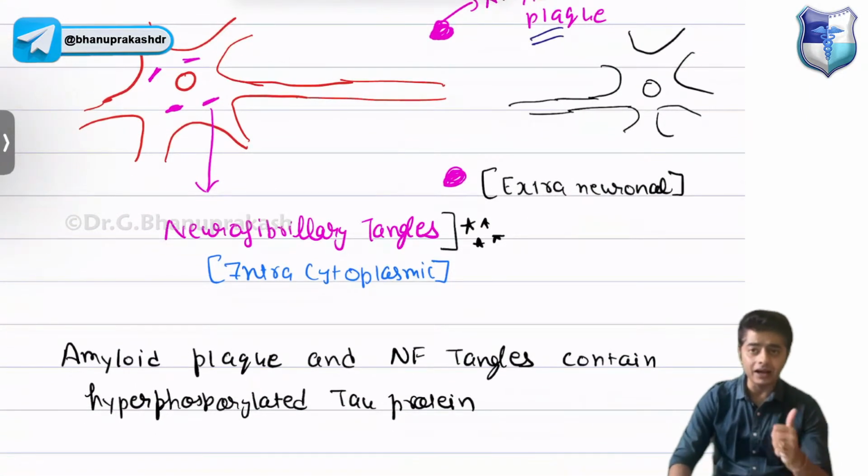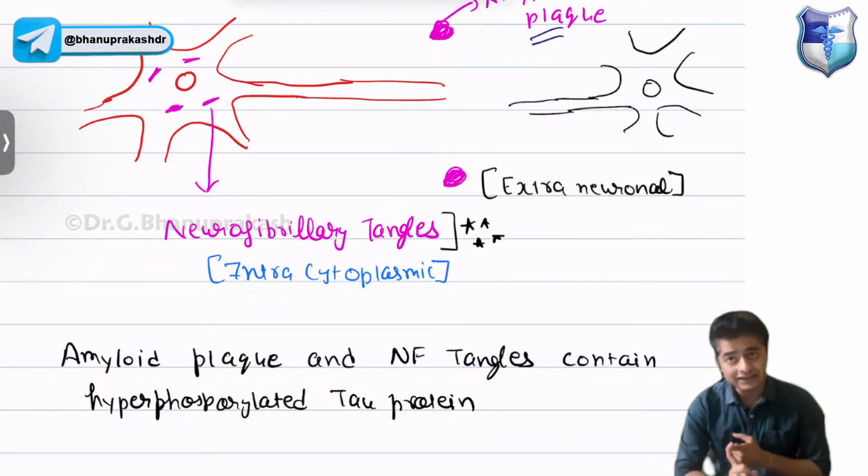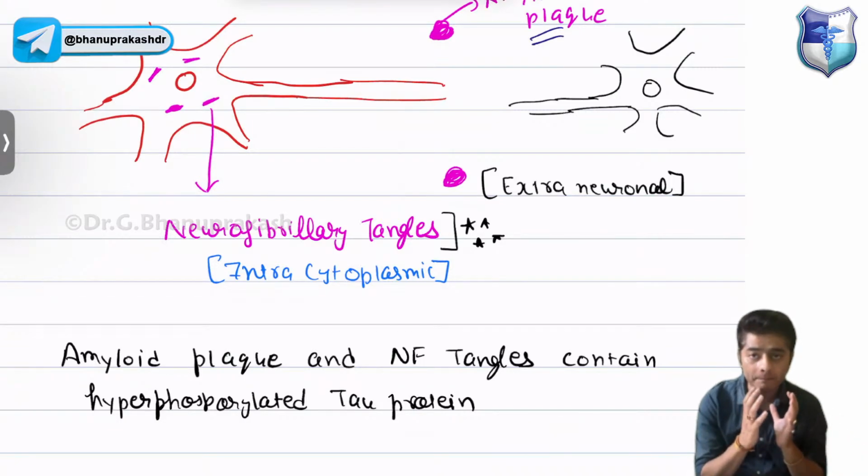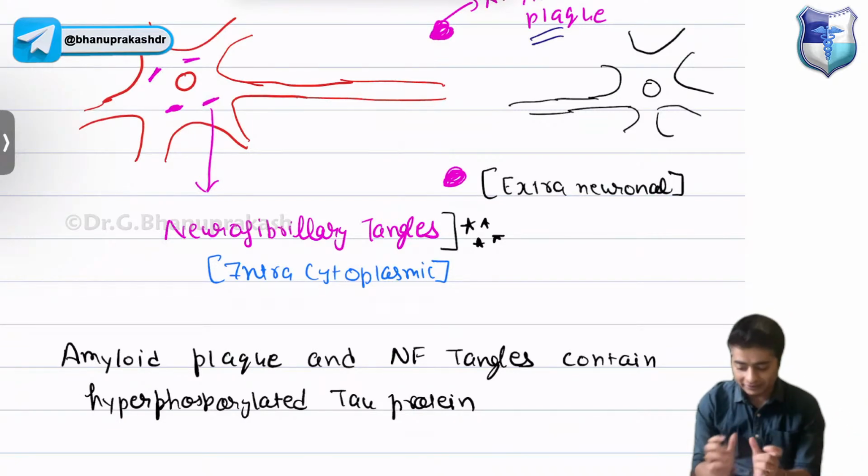So if it is present outside, then it is your amyloid plaque, that is extraneuronal. And NF tangles are present inside the neuron. They are intracytoplasmic. That is your neurofibrillary tangles.